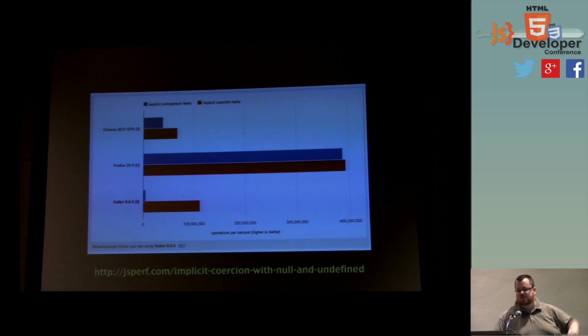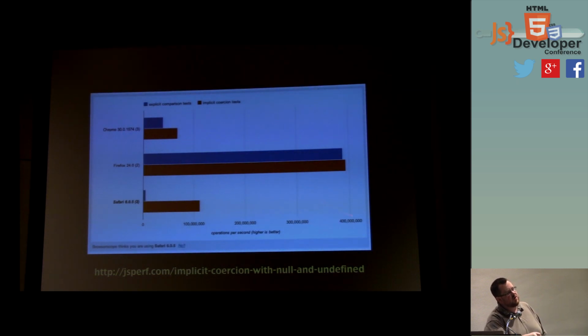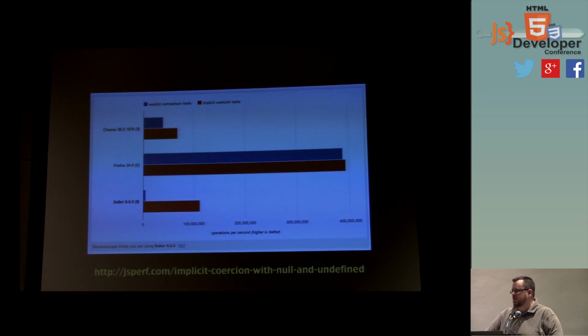But the other context that's really important about JSPerf is how many operations per second we're talking about. This is roughly 400 million operations per second for those tests. That comes out to a few nanoseconds and microseconds if you're doing your math. It's not going to matter. No matter what you do, it's not going to matter whether you're using implicit or explicit coercion.